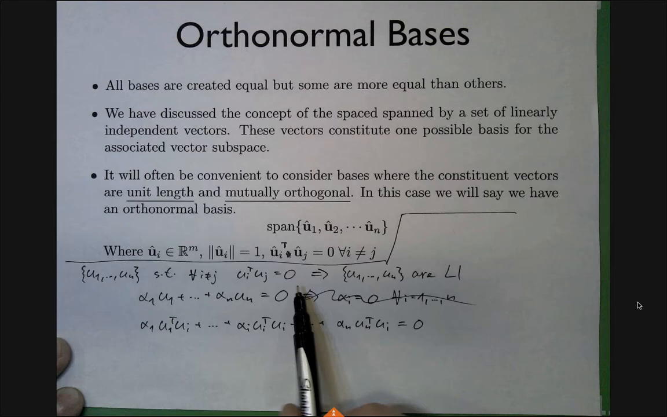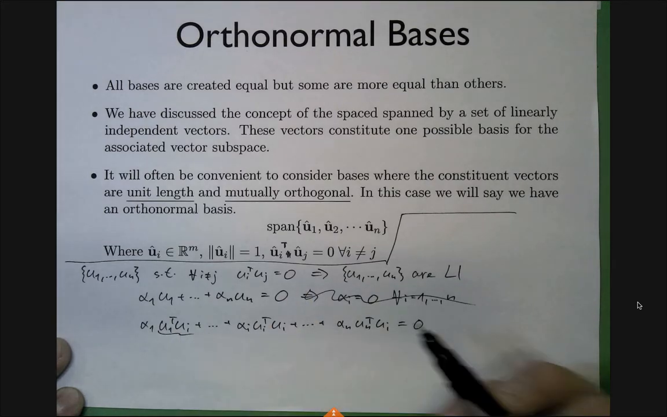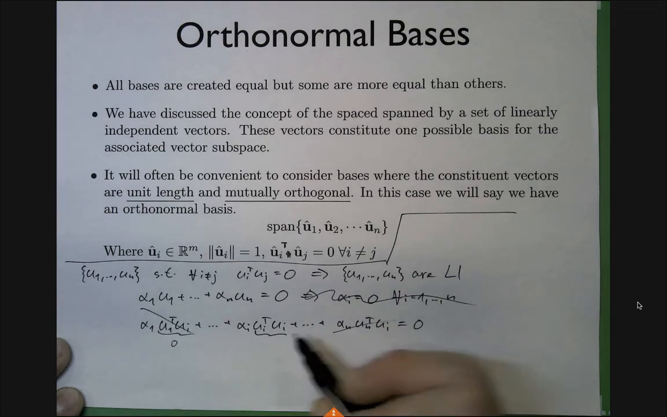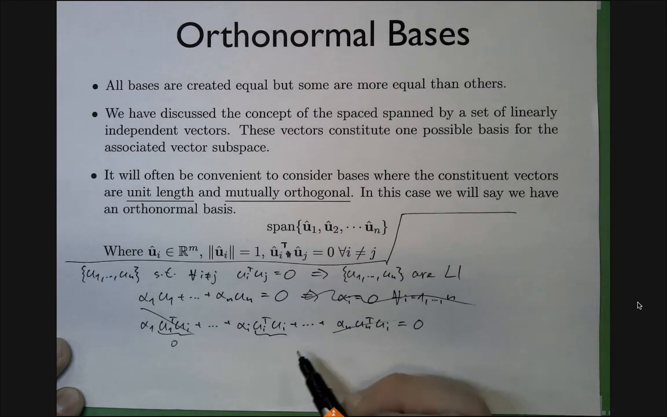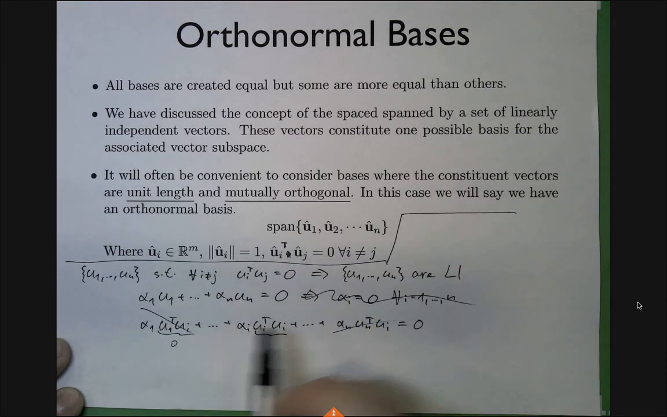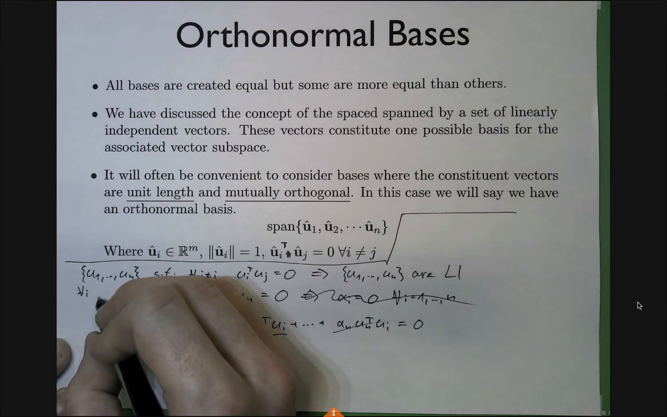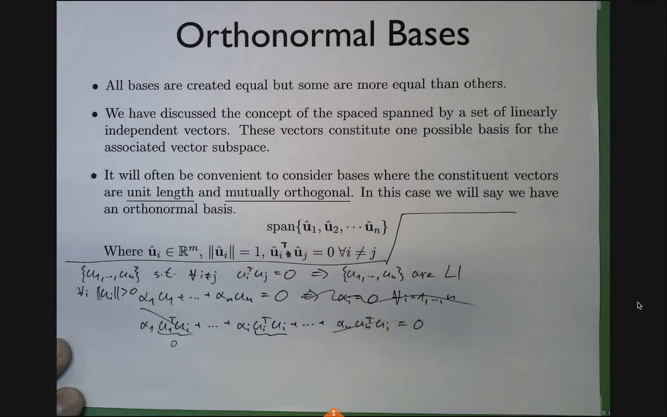But look what I assumed. I assumed that they are mutually orthogonal, right? So all these things just fall out. This is 0, so all of this is gone. And this ui transpose ui must be something non-zero. If I had them orthonormal, it would even be 1. But if the vector is non-zero, let's say the norm of ui is greater than 0, then this is a non-zero number, so this implies that alpha i must be 0, right? And I can do this for any i from 1 to n, so I prove that they are linearly independent.